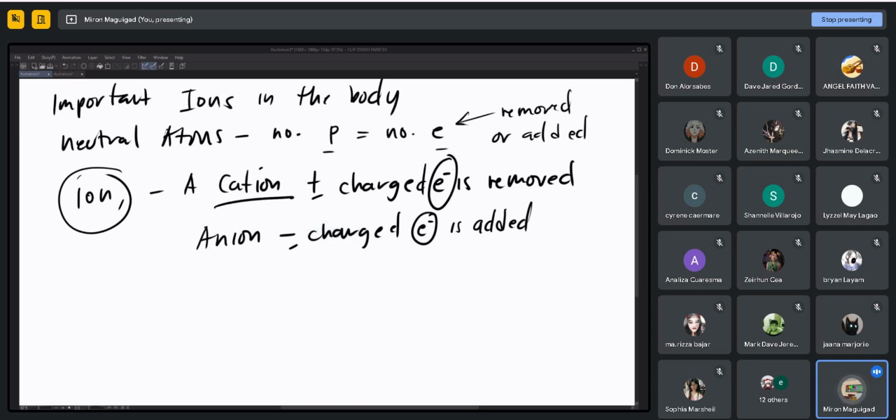Sir, anong function niyan? Anong purpose ng ions? So, the body requires electrolytes to function. Okay, so these electrolytes dissolve in water to become ions.